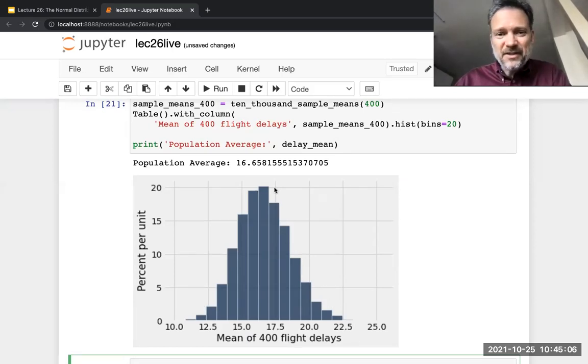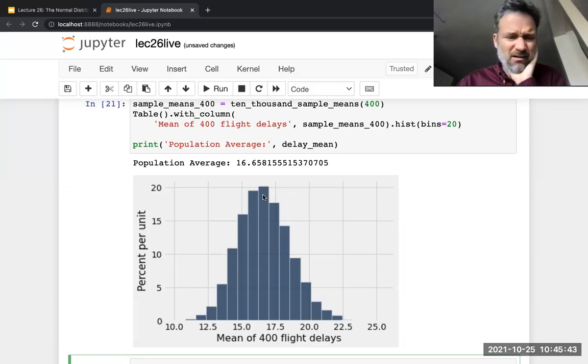Where would the center of this bell shape be? Looks like about almost halfway between these two grid lines, but maybe a little bit to the right of that. So a little bit to the right of 16.25, maybe 16 point something. I don't know, 16.5 looks plausible. You can see how that's very similar to the population average.